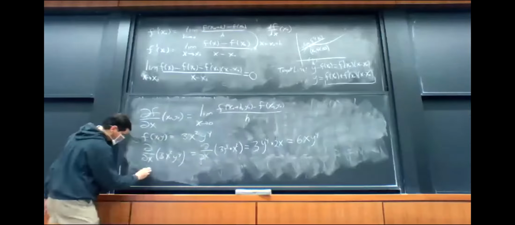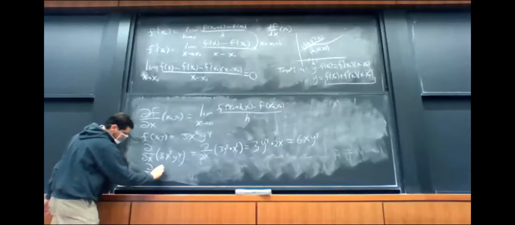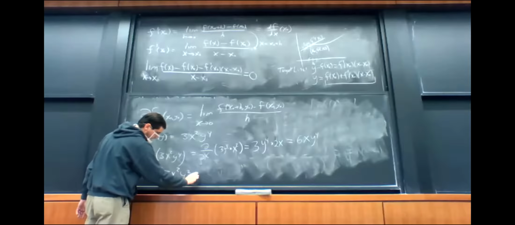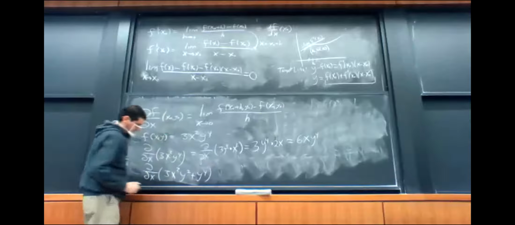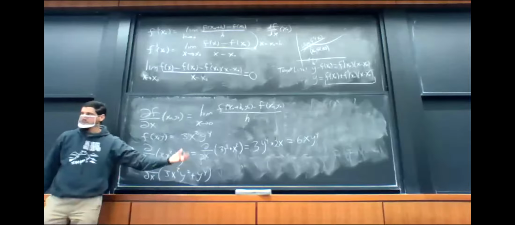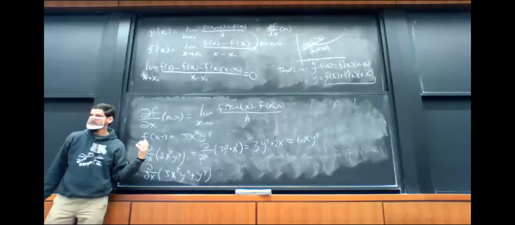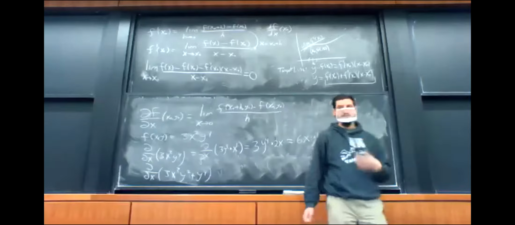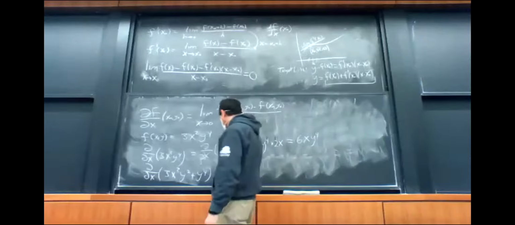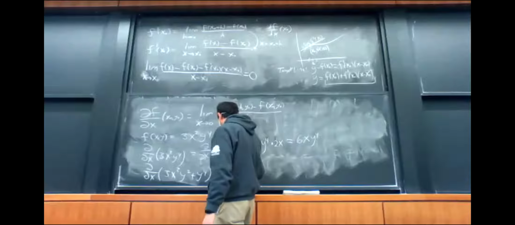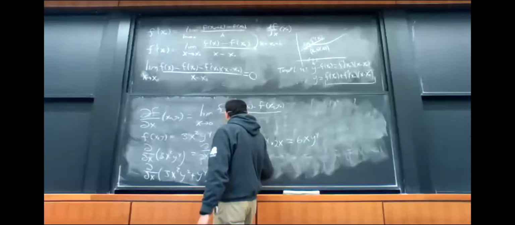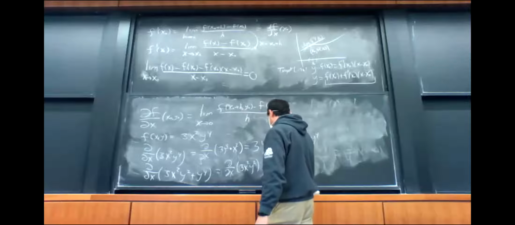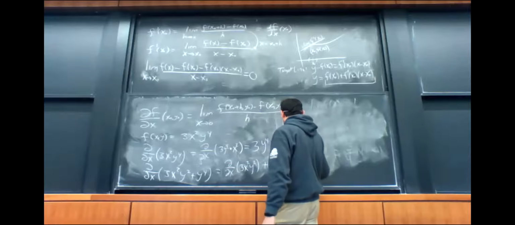Now, what if I gave you d by dx of 3x squared y squared plus y to the 4th? The derivative of a sum should be the sum of the derivatives. And this is true so long as you have a finite sum. So this will then be the partial with respect to x of 3x squared y squared plus the partial with respect to x of y to the 4th.